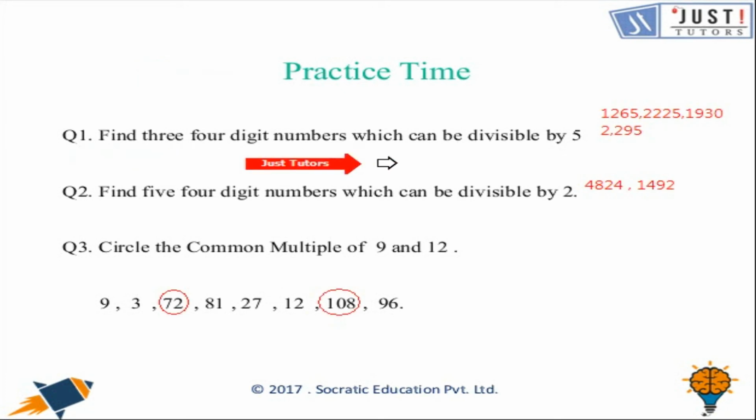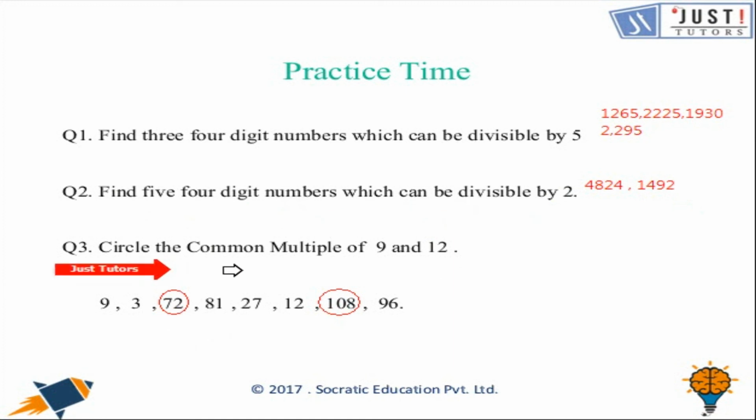Find three 4-digit numbers which are divisible by 5. This question includes loads of possibilities. Here are a few numbers written. You can have a look and try writing more on your own. The next question says find 5 4-digit numbers which are divisible by 2. I have written a few. You can try writing more on your own as this question has loads of possibilities again.